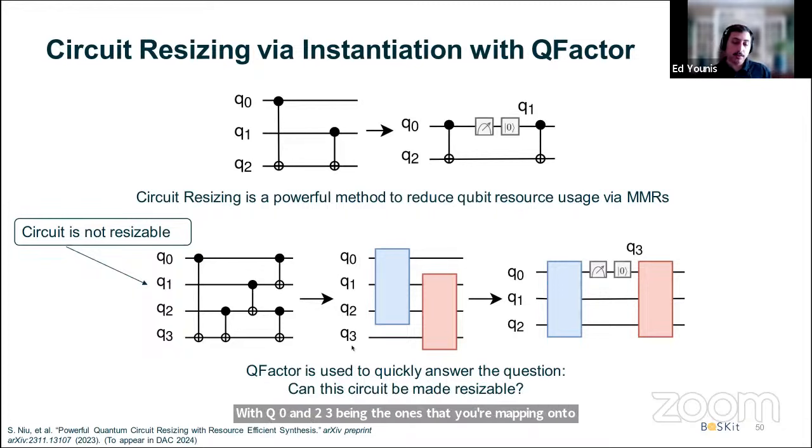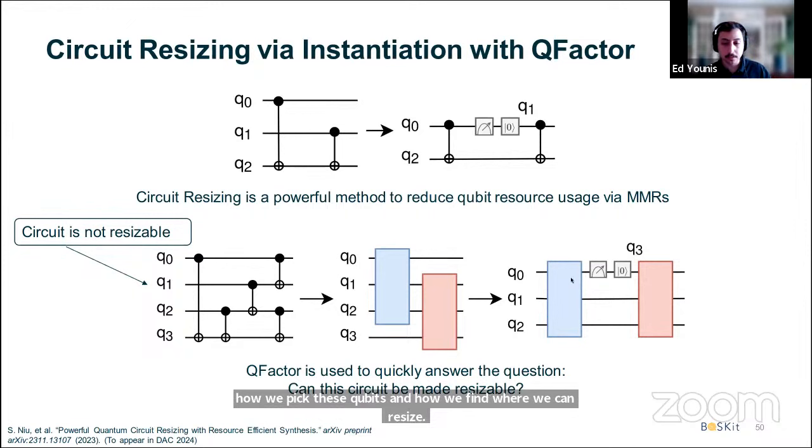But you can actually vary that. You can vary how much you do it. There's a depth to how we pick these qubits and how we find where we can resize. Yeah, if you do this naively, you're not guaranteed to get a win by just reducing the number of qubits.